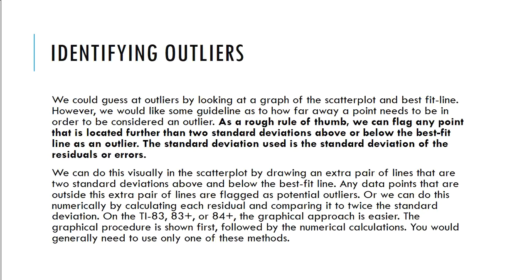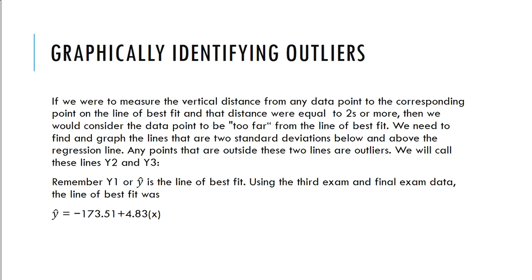You can guess at outliers by looking at a graph. A rough rule of thumb is that we can flag any point that is located further than 2 standard deviations above or below the best fit line as an outlier. The standard deviation used is the standard deviation of the residuals, or the errors, the SSE we looked at before. There are 2 ways you can do it: graphically or with numeric calculations. Let's go ahead and look at the graphic way.